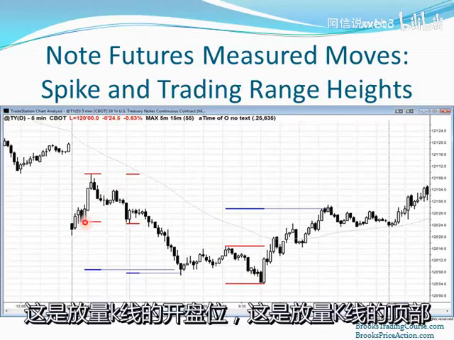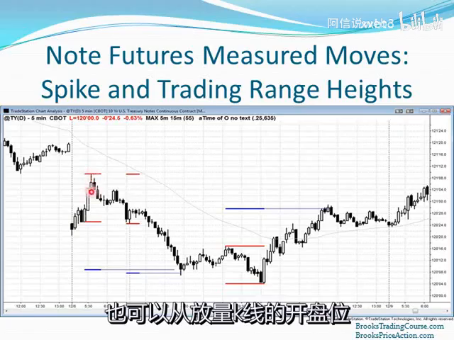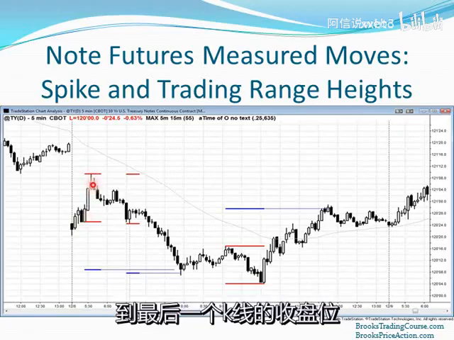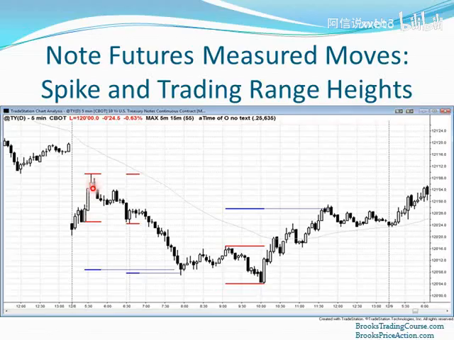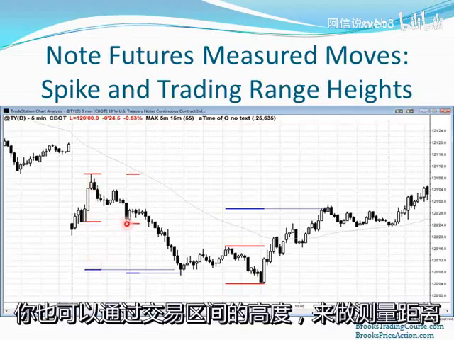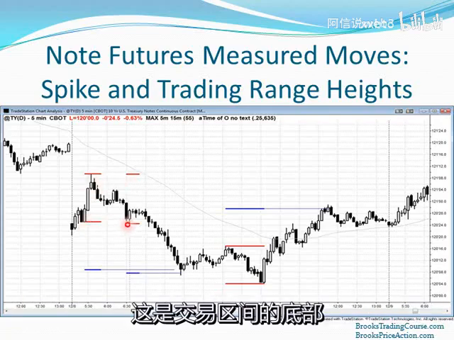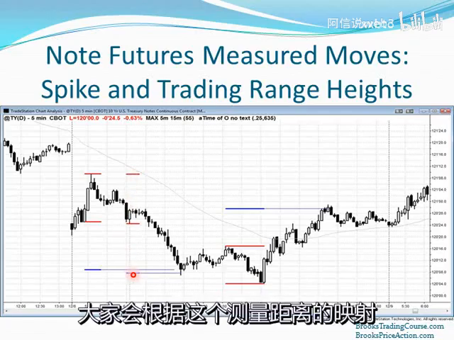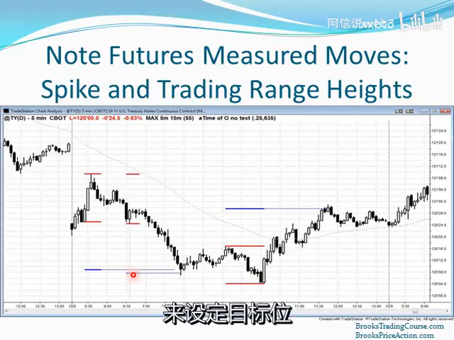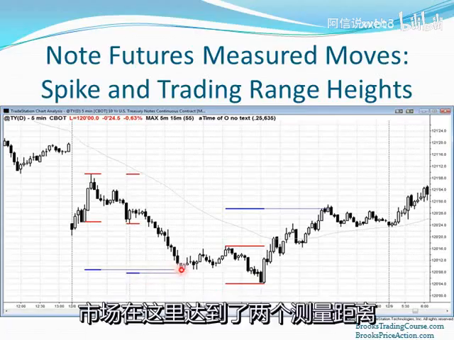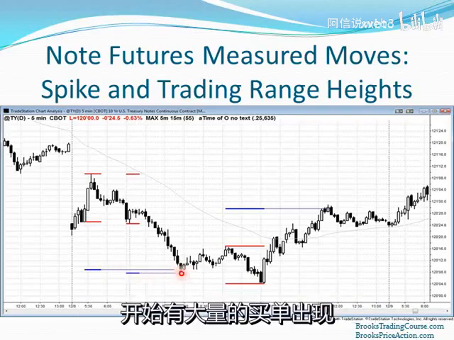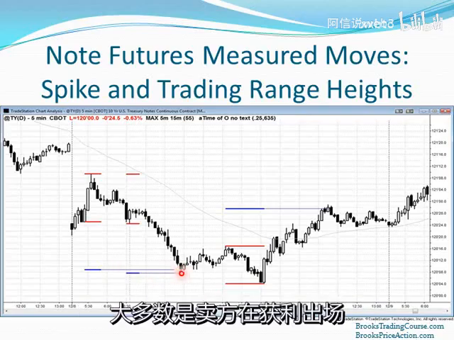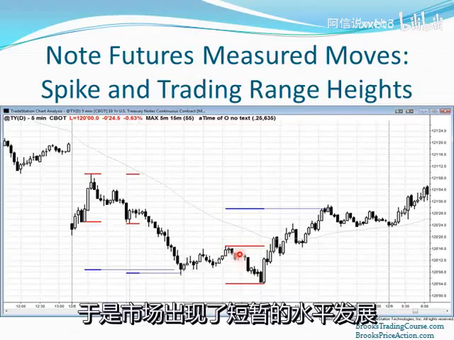Here we have a bull spike. Here's the open of the spike. Here's the top of the spike. I could have also used the open of the spike to the close of the final bar of the spike to generate a measured move projection. You can also generate a measured move projection based on the height of the trading range. Here's the bottom of the trading range. Here's the top of the trading range. And here's the measured move projection down. And traders will use measured move projections to take profits. And that's what happened here. So when the market reached the two measured move projections, you had a lot of buying. Most of the buying was probably mostly bears taking profits, and the market went sideways a little bit.